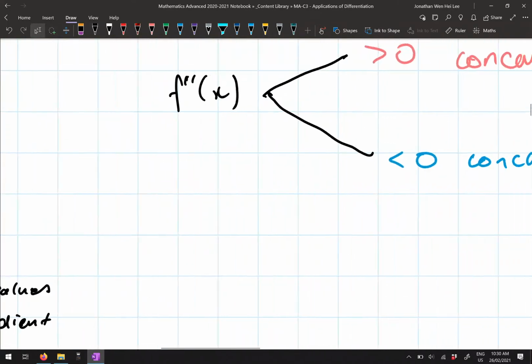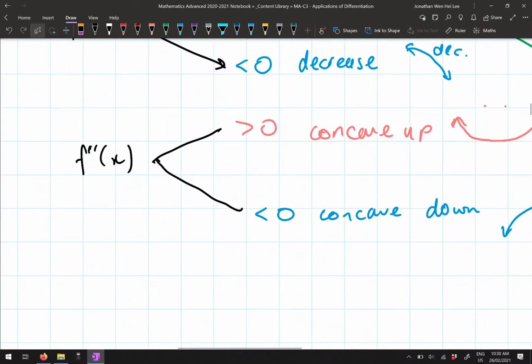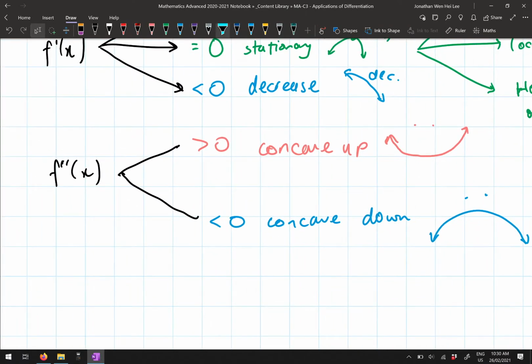So just remember, if the second derivative is greater than 0 and we have a stationary point, so we have a concave up graph and a stationary point, is that a local minimum or local maximum? Minimum, because it is at the bottom of our concave up section. So f dash x is equal to 0 means we have a local min.